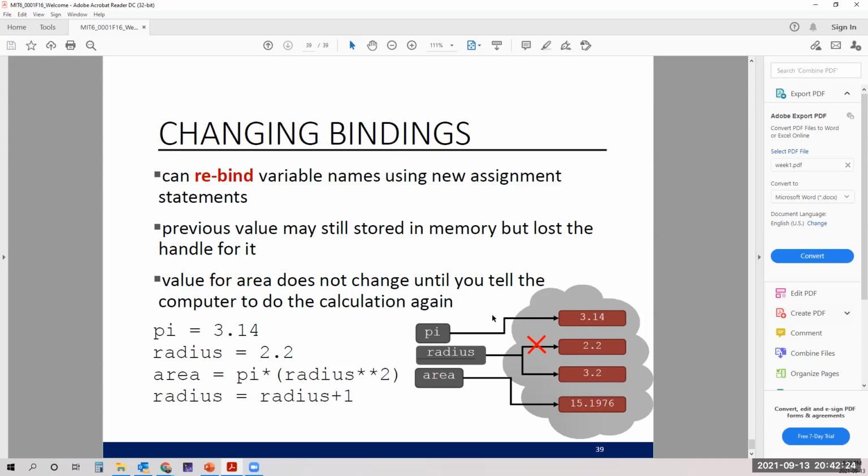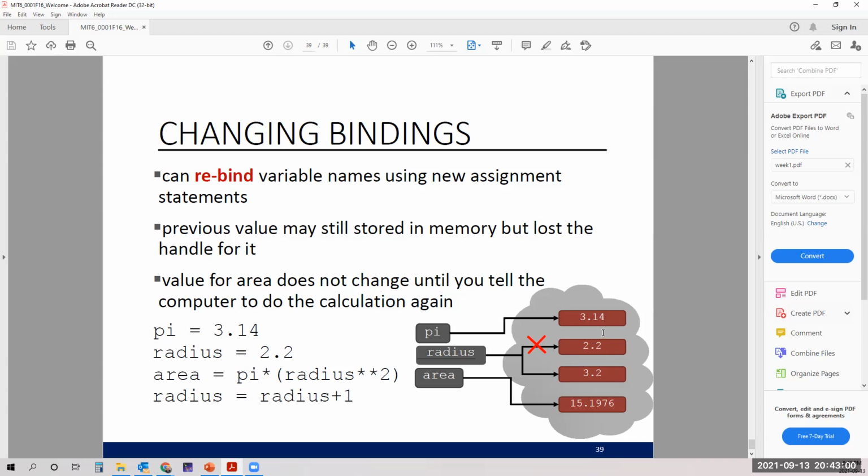But will this calculate the new area after we increase the radius by 1? With these lines of code, do we get the new area? No. If we call the area again with the new radius value, will it give us the same area as before when the radius was 2.2? No, because we rebind the value of radius with the new one.